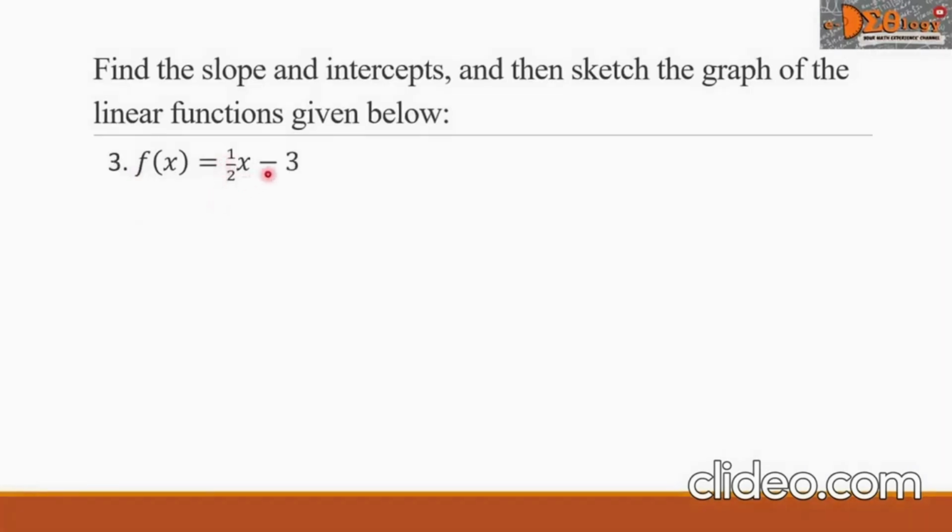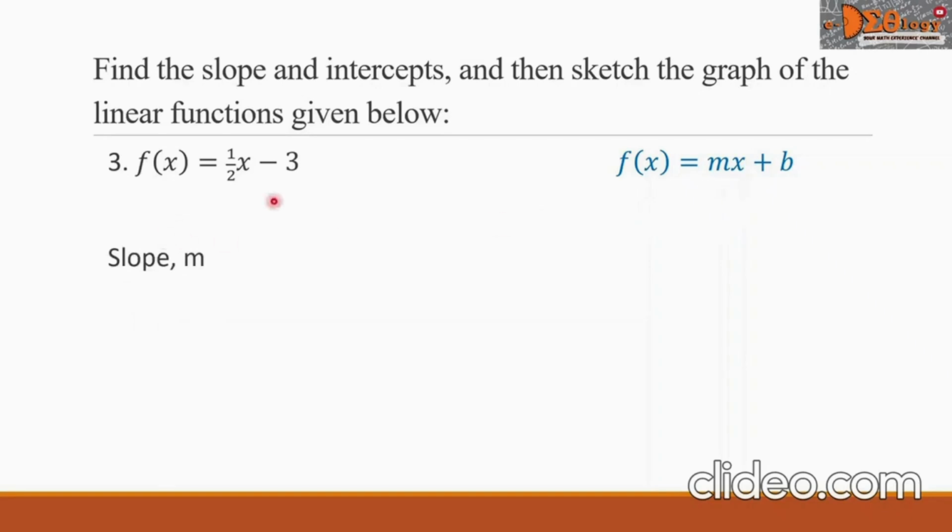Example 3, one half x minus 3. We write the linear form here, f of x equals mx plus b. Let's begin now with finding the slope. The slope is the m. In our linear form, m is the coefficient of x.